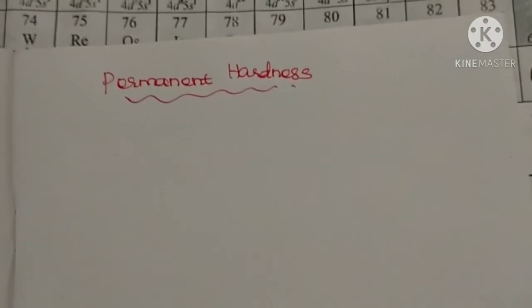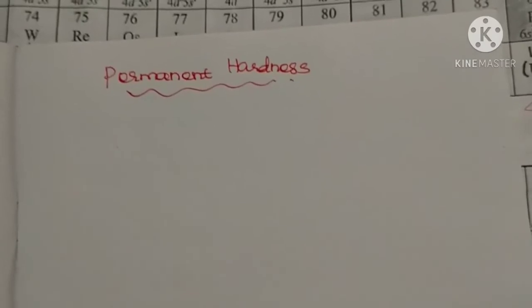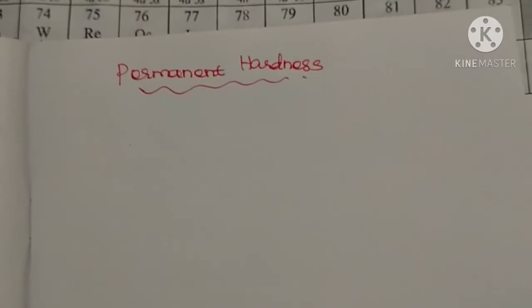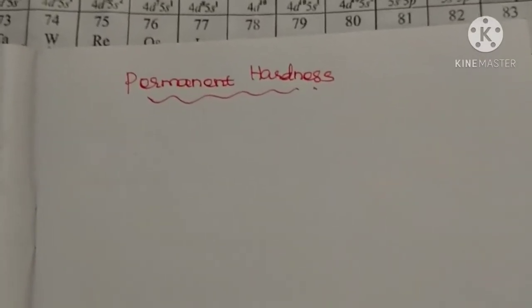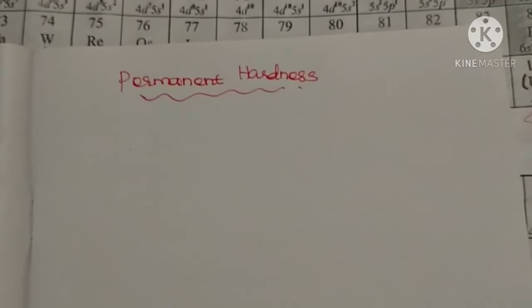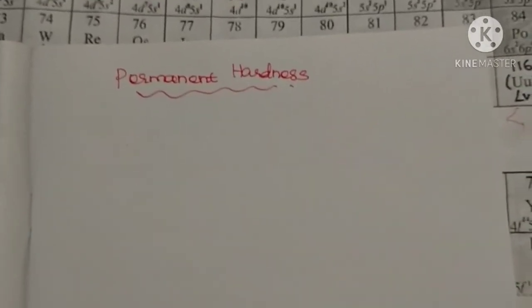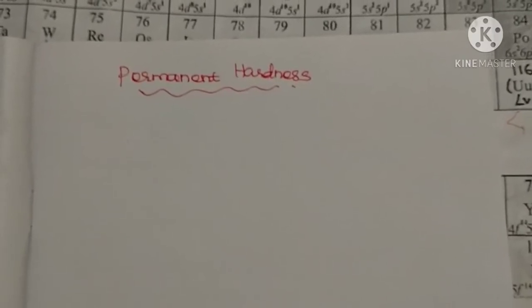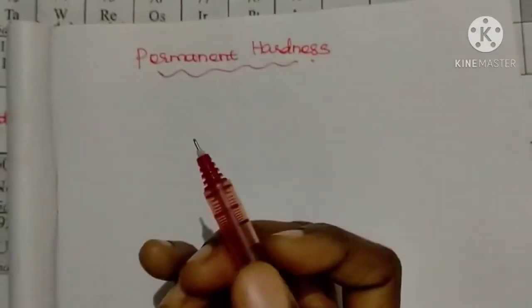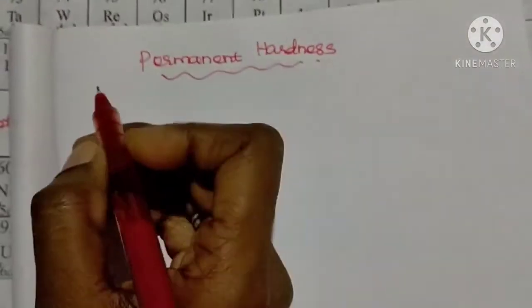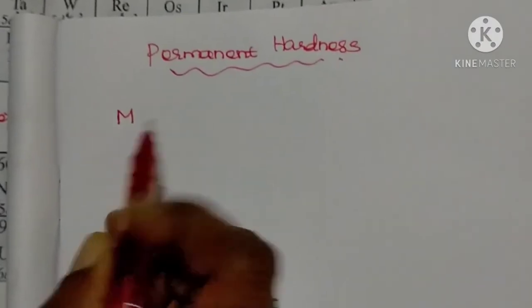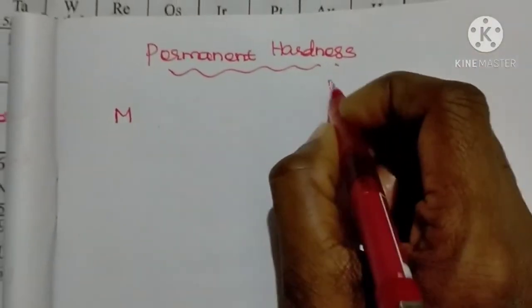You already know that the salts present in permanent hardness are magnesium chloride, magnesium sulfate, calcium chloride and calcium sulfate. To remove these, we treat this permanent hard water with washing soda, because treating it with washing soda forms the carbonate form of the given metal compound.